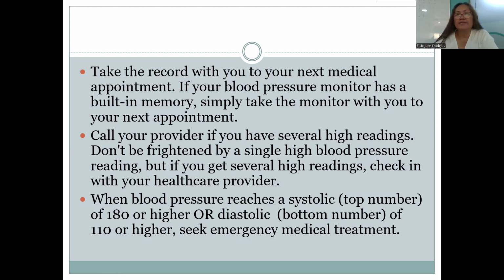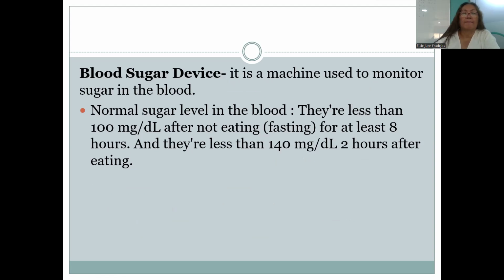Then you can take the blood pressure up to 3 times, okay, with an interval of 1 minute. When your blood pressure reaches a systolic, or the top number, of 180 or higher, and the bottom number is 110 or higher, then seek medical attention.